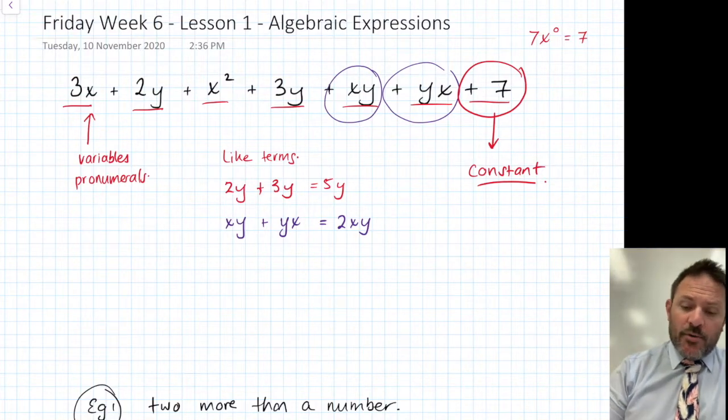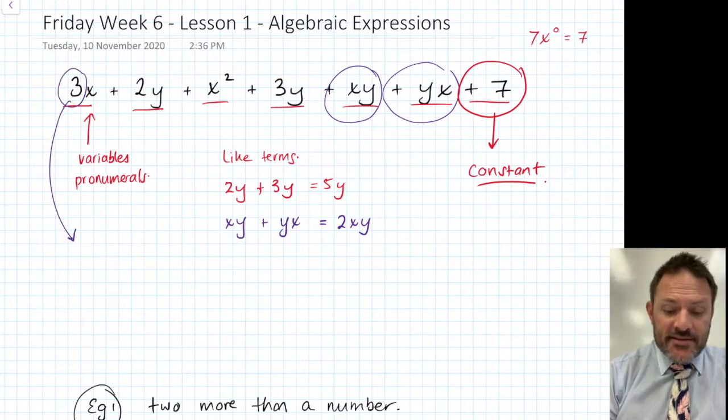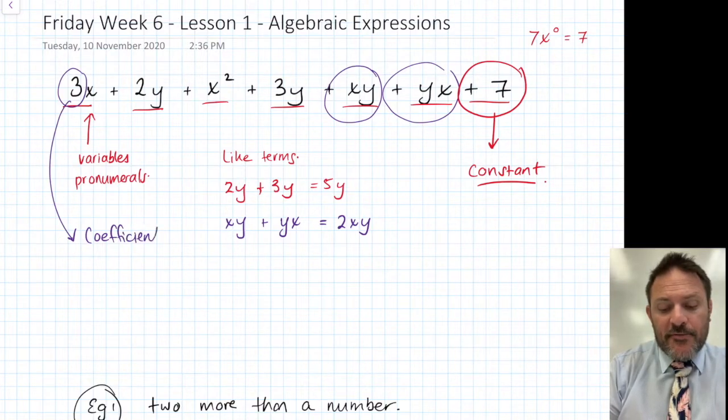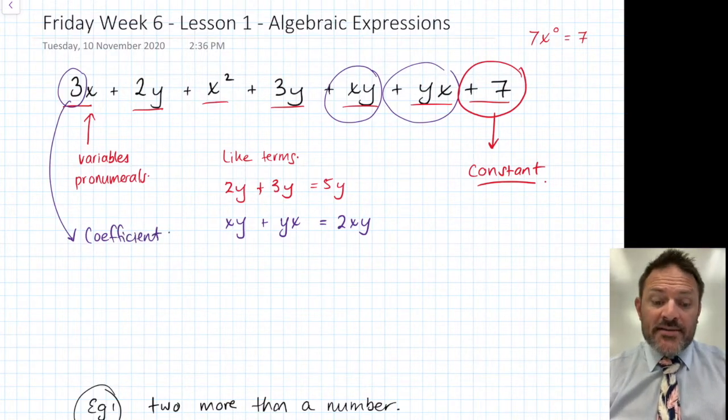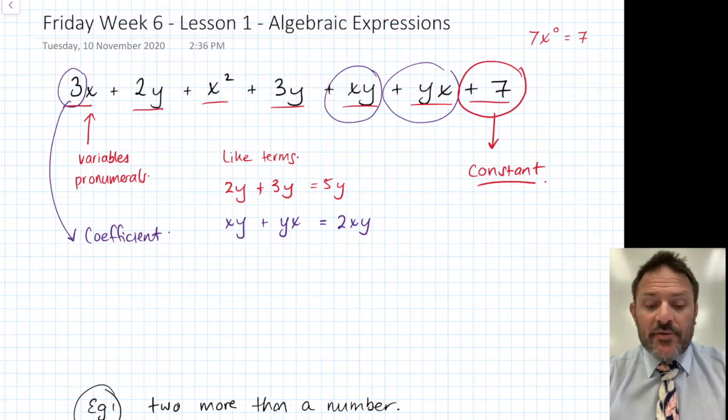And probably the other thing I want to talk about would be the numbers in front of the letters, and they are called the coefficient. So, for example, the coefficient of x would be 3. The coefficient of, let's say, the constant term would be 7. The coefficient of the y's would be 2 or 3.